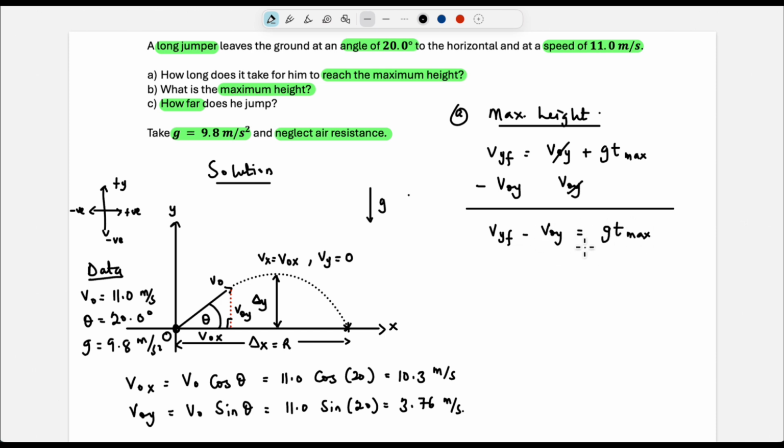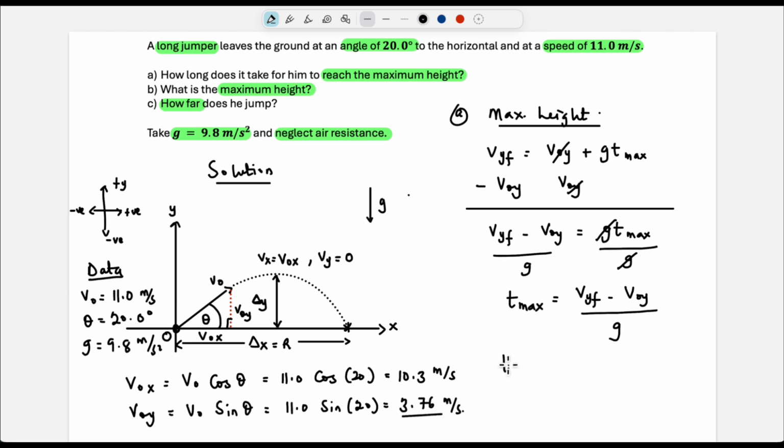So now we can divide both sides by g, and then this g cancels out this g, and we have t max equal to vy final minus v initial in the y direction divided by g. Now at the maximum height, vy final is 0, so that goes to 0, and then we have negative v0y. Again, v0y is v0 sine of theta, and we just found it to be 3.76 meters per second.